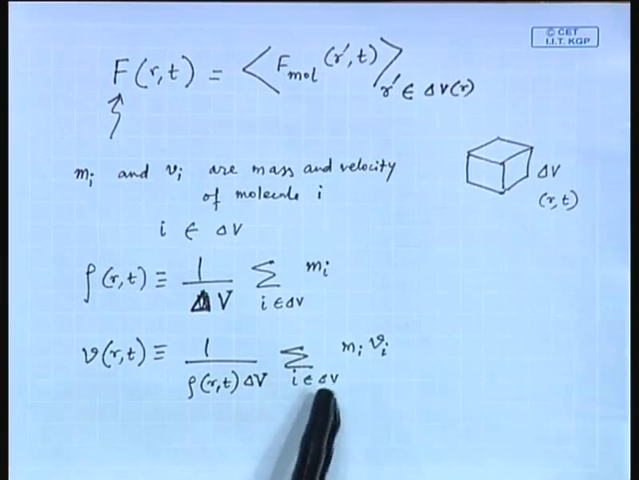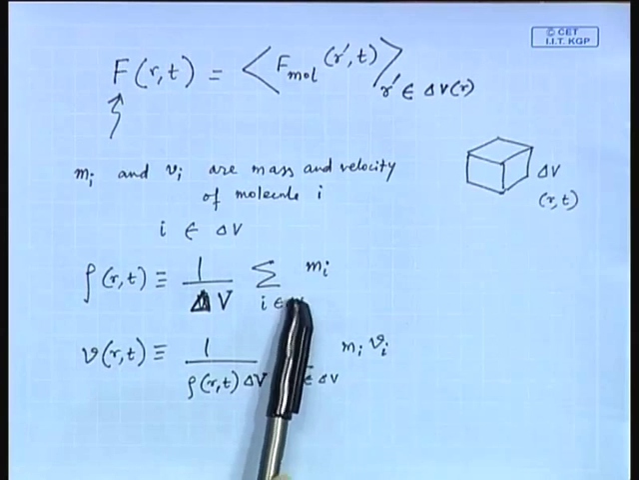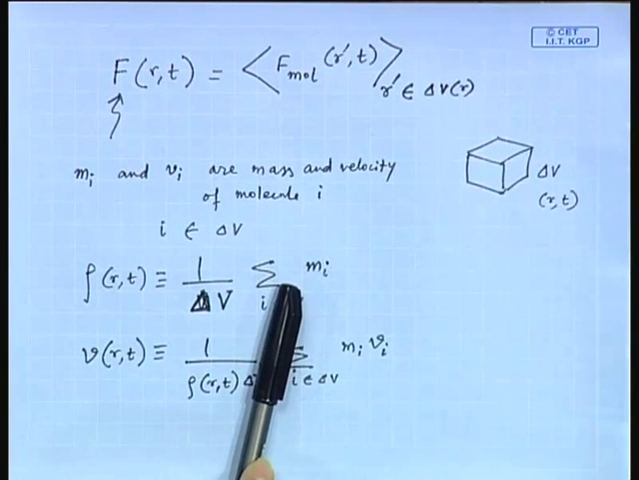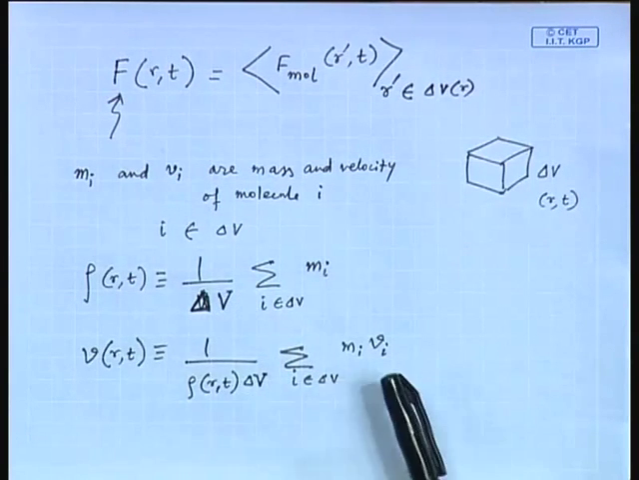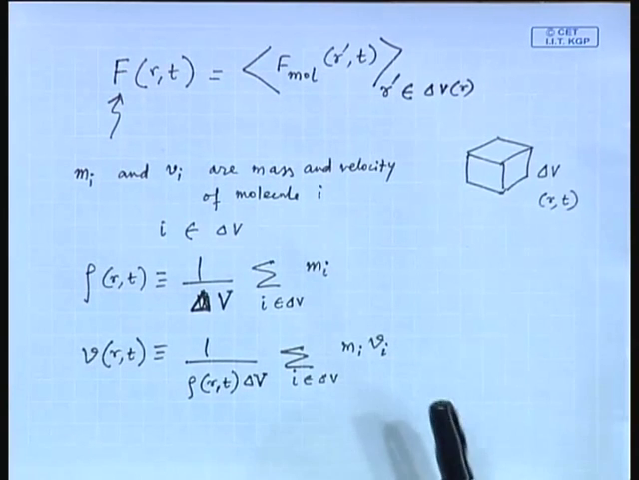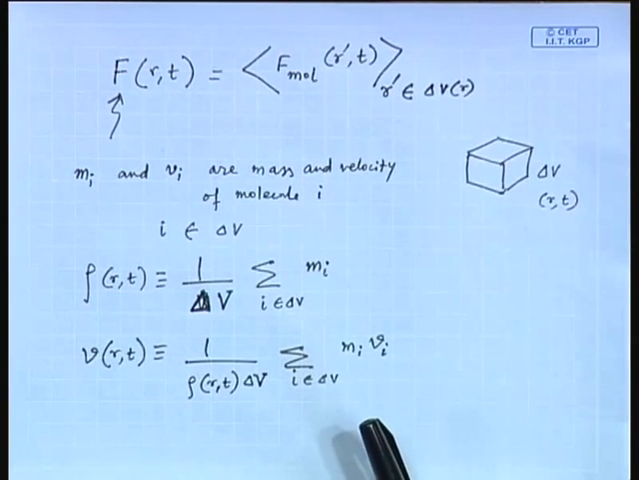The velocity that we calculate here, the density part is fine, you just sum all the masses and then divide by the volume. But the velocity that we calculate here is a special kind of velocity. What is that? This is not just an average velocity, there is a weighting factor involved in this.